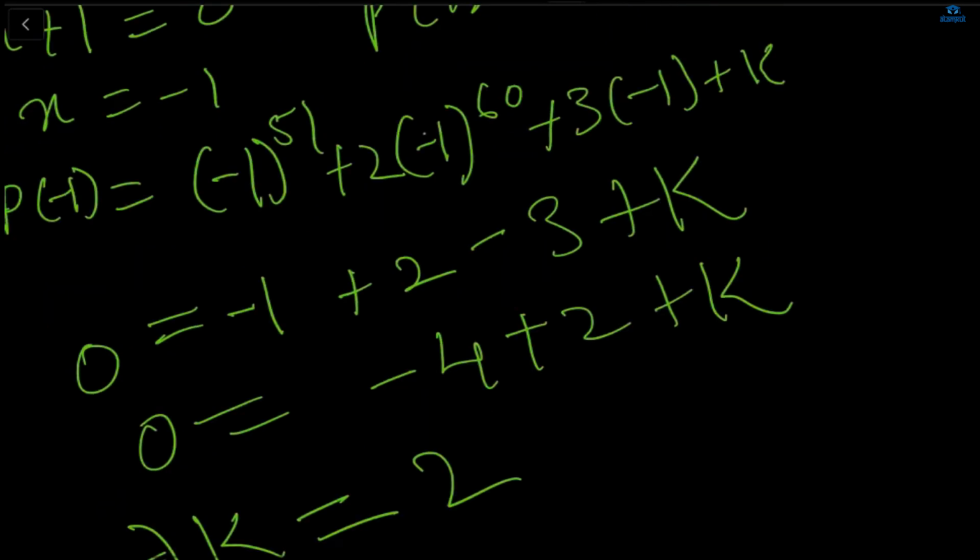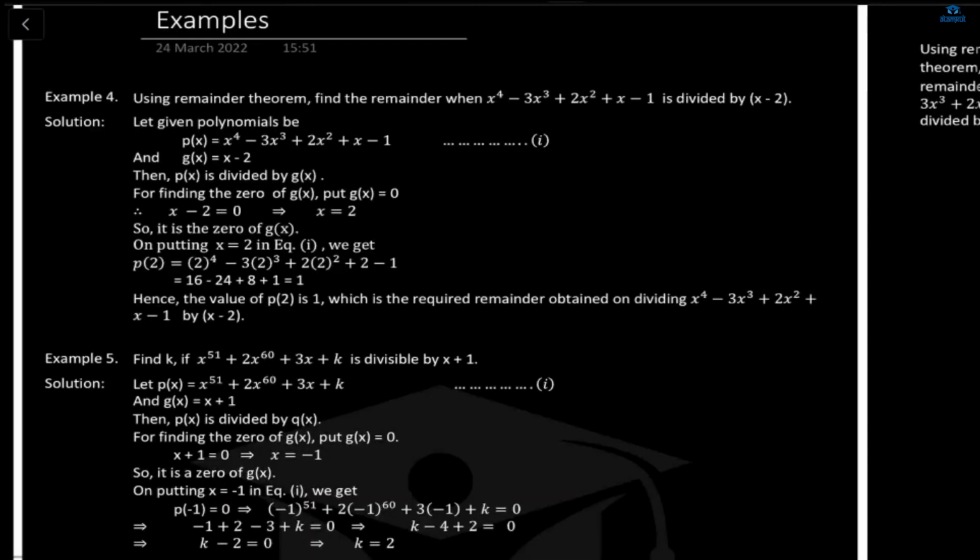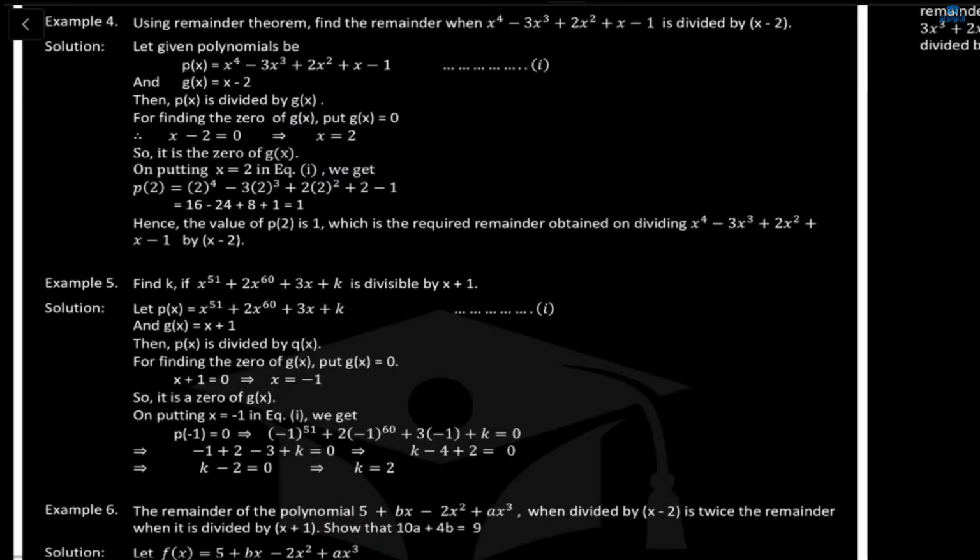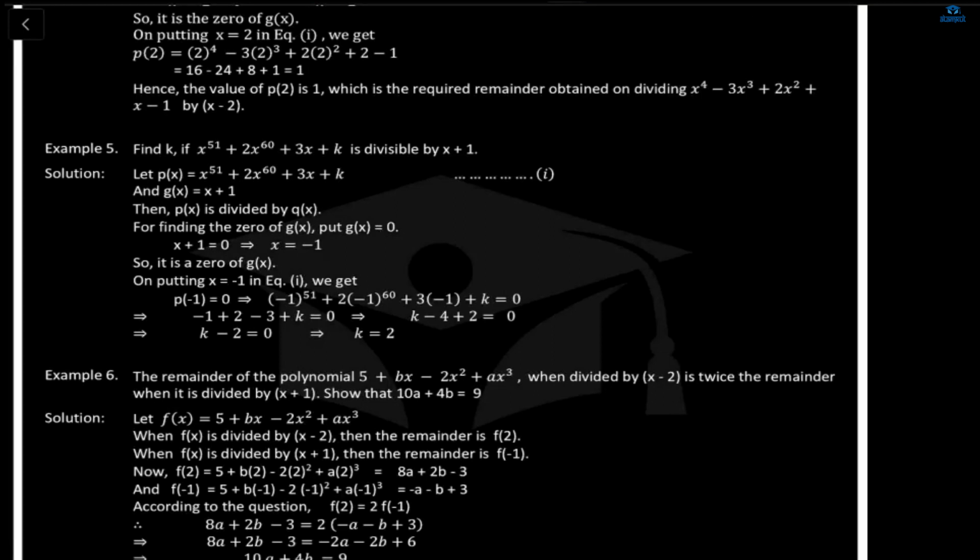So these types of questions you can get. Sometimes they may ask you directly for the remainder, but generally they can ask you to find a missing value. Since the polynomial p(x) is completely divisible by another polynomial g(x), the remainder will be 0. So by equating the value that you get to 0, you can find this missing k.